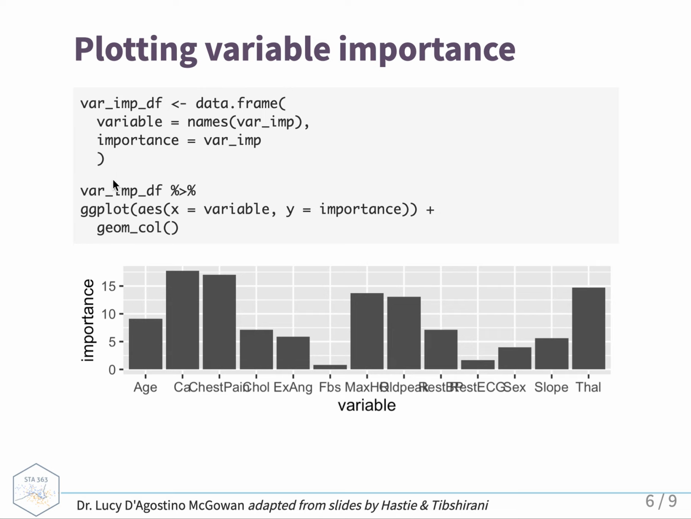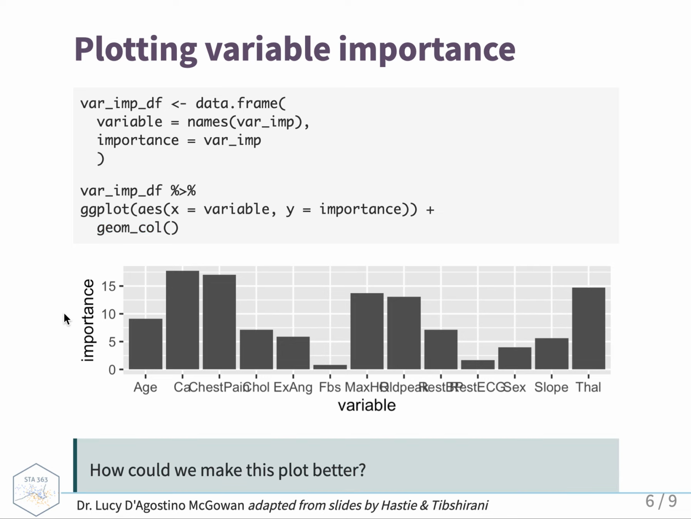So now I can take that data frame and plug it into a ggplot where I set my x equal to variable and my y equal to importance, to plot this using geom_col because I'd like to create a column plot. Okay, how could I make this plot better just looking at this plot?